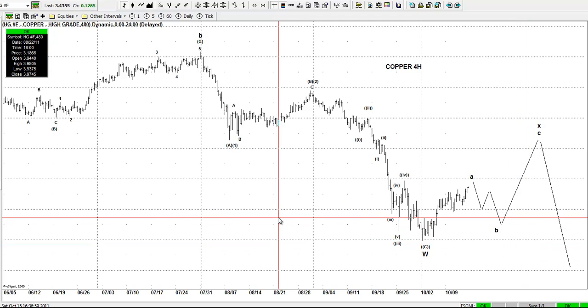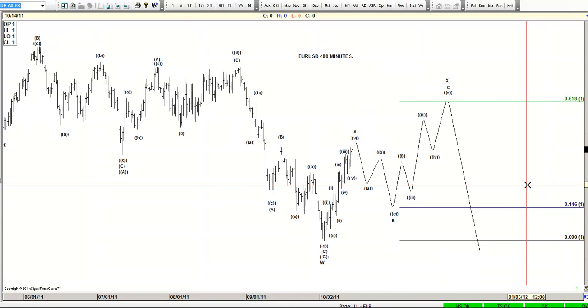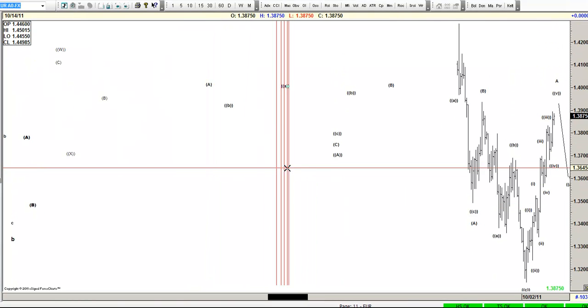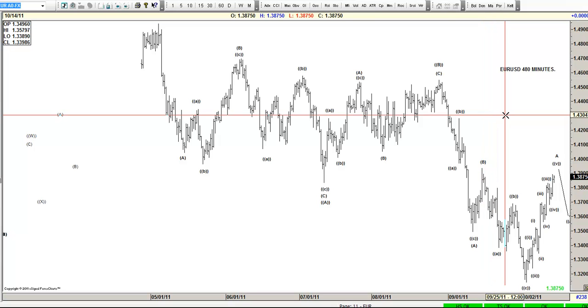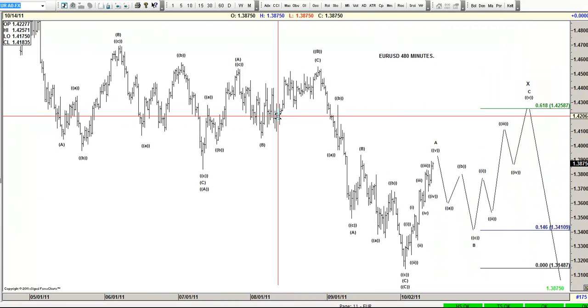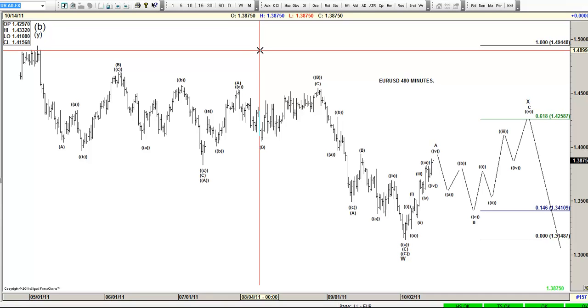Now let's move on pretty fast to the individual pairs. On the individual pairs, we're going to start with the euro dollar. The euro dollar just made a remarkable recovery this week. Isa just sent me a chart that we presented on the 24th of September last month, and we were right on the money with the count.